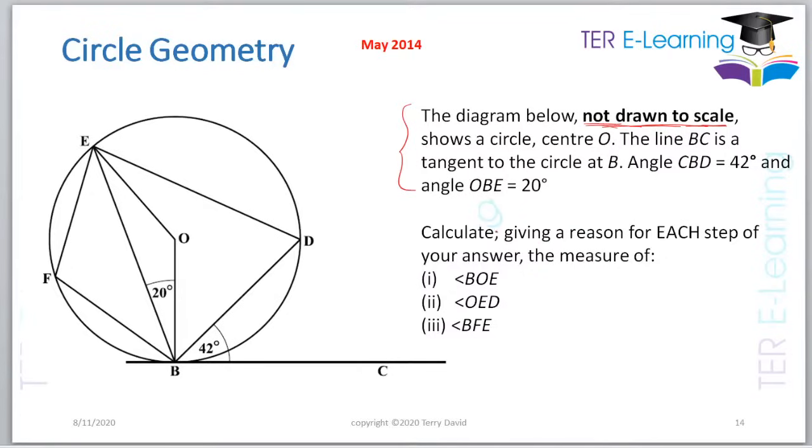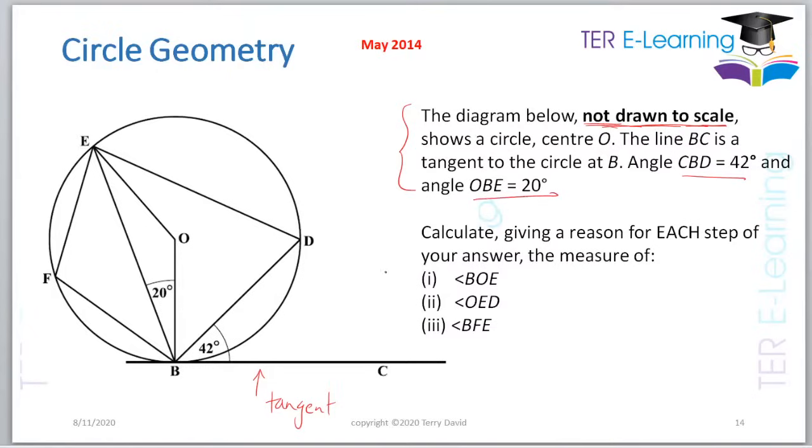So the diagram shows a circle with center O. The line BC is a tangent. So what they're telling us here is that this line is a tangent to the circle. And they gave us two angles. CBD is 42 degrees, and they're showing that in the diagram. And OBE is 20 degrees.